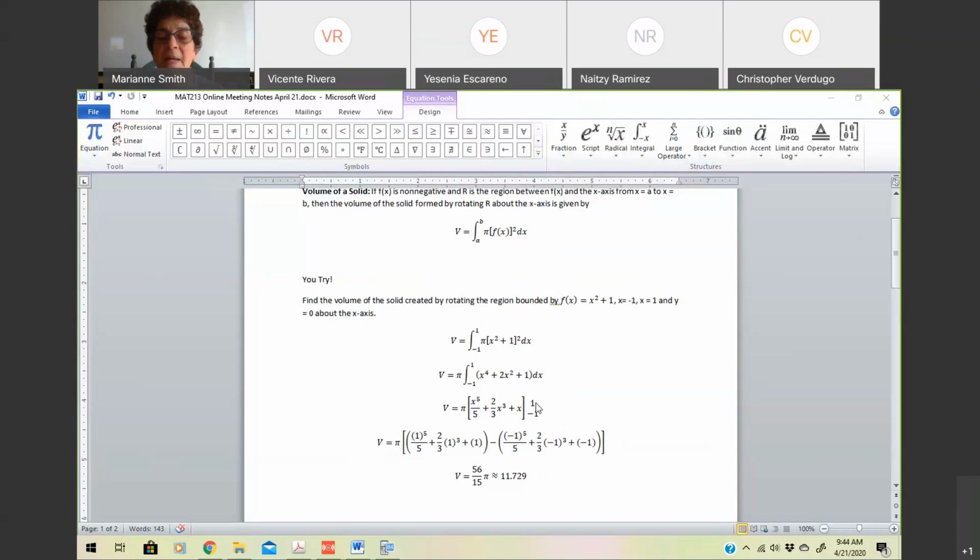Then we're evaluating it from the lower bound to the upper bound. So here's the upper bound first. Notice how I pulled pi out of everything. Okay, and that's just going to multiply the final number that comes out of this. So here's upper bound, the 1 going in. Here's the lower bound going in.